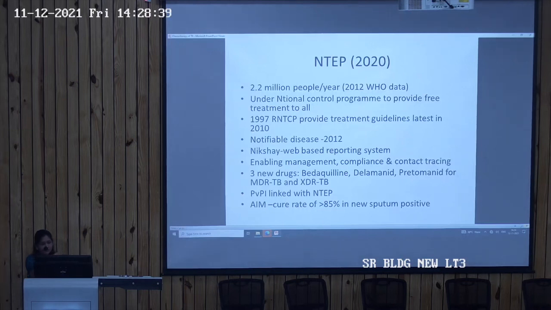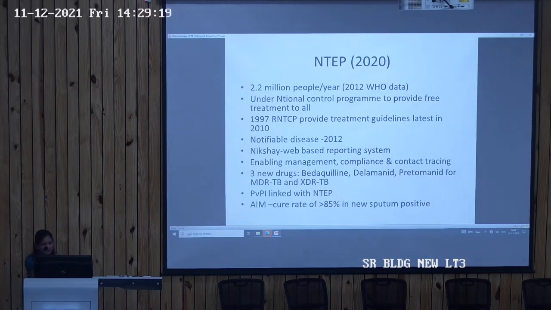Now, it is considered a notifiable disease since 2012. Now, how can it be notified? A web-based reporting system was also launched, known as NIKSHAY. You have to notify all the cases of TB through this web-based reporting system, known as NIKSHAY. Enabling the management, compliance, and contact tracing. These are the three main important arms of this program. That is, you have to manage the case, compliance has to be ensured, and contact tracing has to be done.